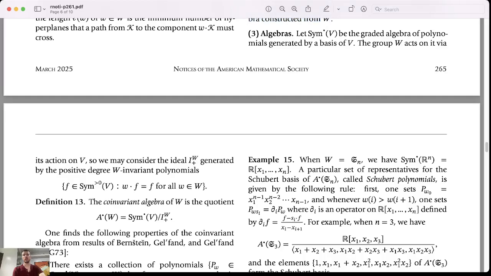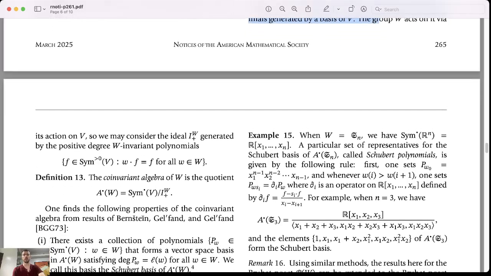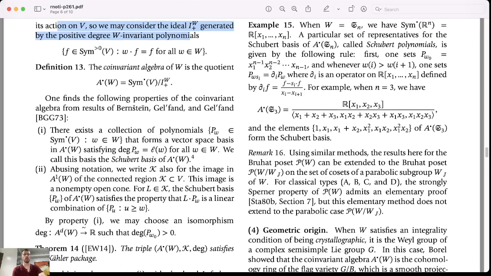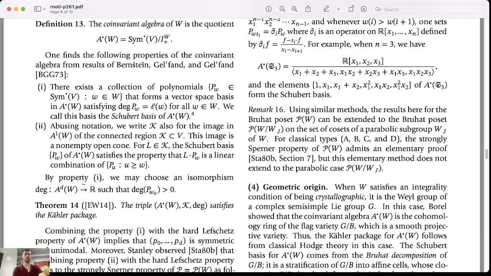Algebras. Let Sym•(V) be the graded algebra of polynomials generated by a basis of V. The group W acts on it via its action on V, so we may consider the ideal I_W^+ generated by the positive degree W-invariant polynomials f in Sym>0(V) such that w·f equals f for all w in W. Definition. The coinvariant algebra of W is the quotient A•(W) equals Sym•(V) modulo I_W^+.